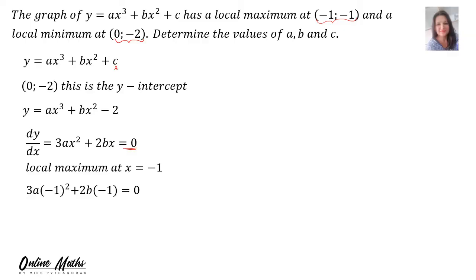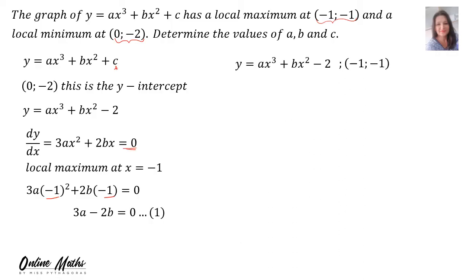In x's place, in goes -1, everywhere where you see an x, and then that becomes 3a minus 2b equals 0, and we label that equation 1. Then we dealt with that point as the turning point. Now we will deal with it as a normal point.